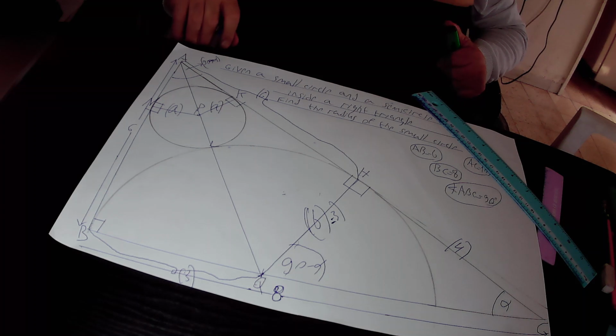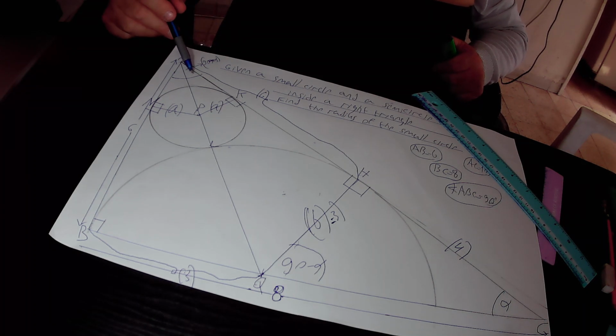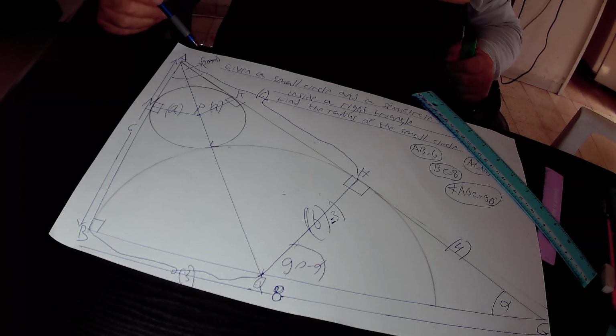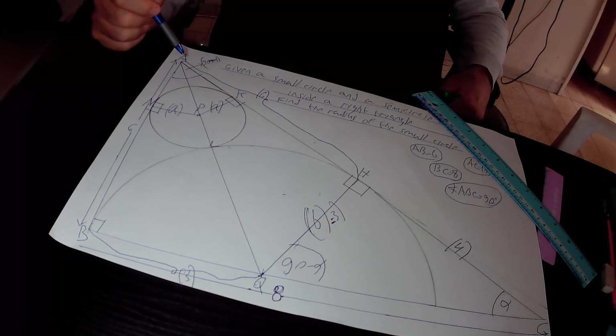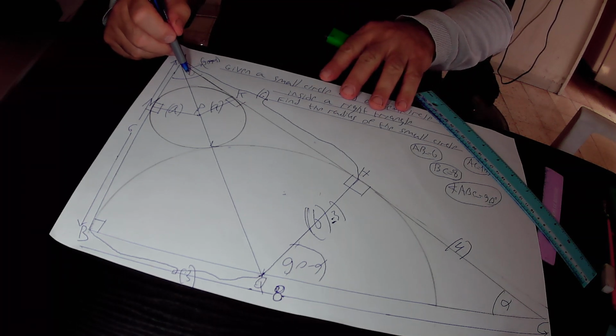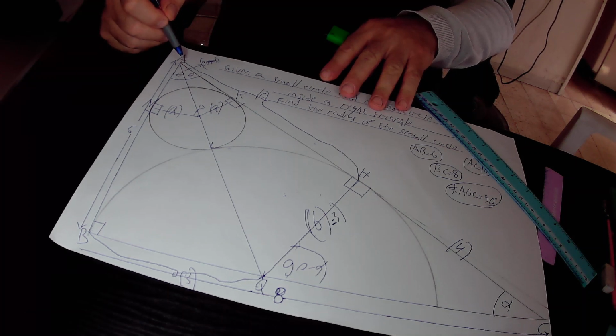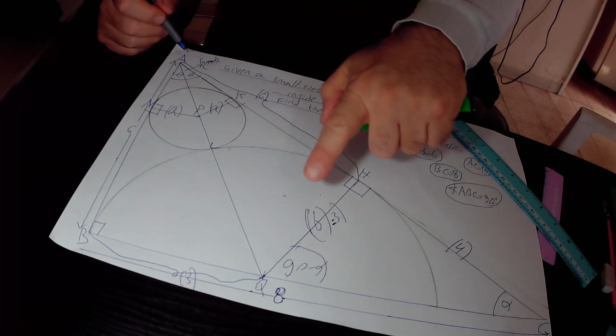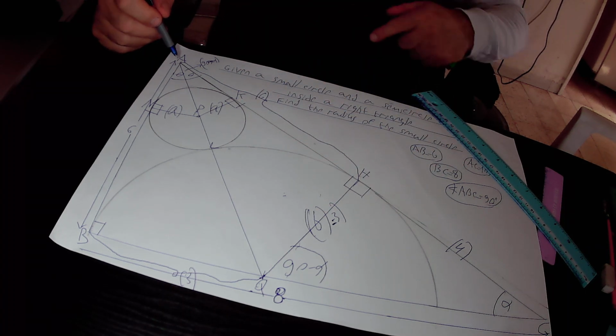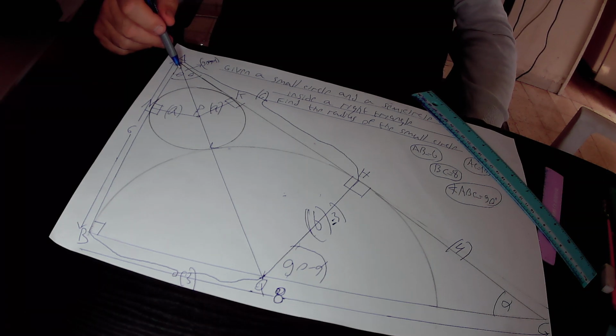So if we define this angle A as 2 theta, then the angle bisector PA bisects angle A into 2 halves. Each half must be equal to theta, of course. Likewise, we have the angle bisector AQ that bisects the same angle into two halves. Each half equals theta. This is angle theta, and this is the second half, also angle theta.